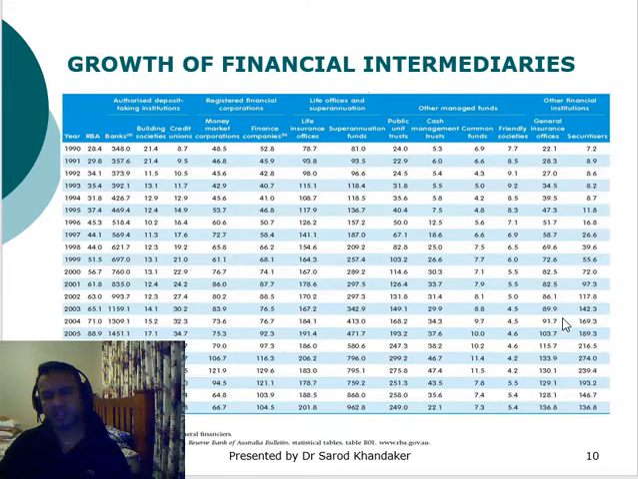If you go to the next slide, it's showing the growth of financial intermediaries. Now, you'll find something very interesting. On the left-hand side, these are the years. The years start from 1990 and end in 2011.